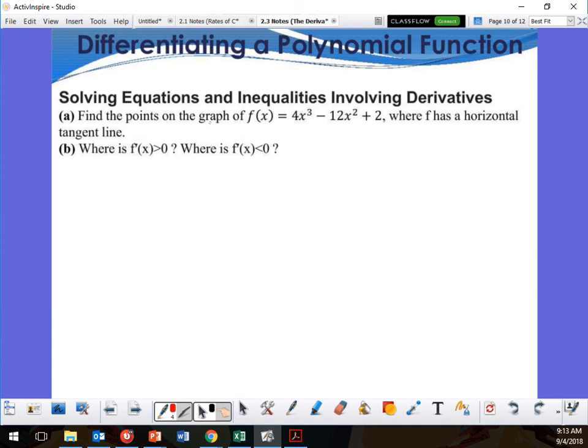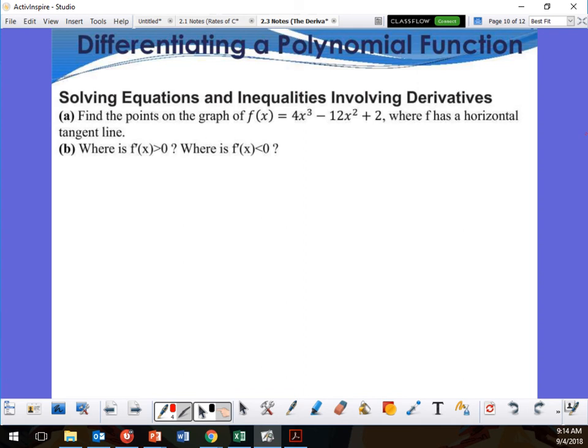All right, solve equations and inequalities involving derivatives. Find the points on the graph where this has a horizontal tangent line. What does horizontal mean? It's flat, right? So what do you think the slope would be if it is flat? Zero. So I want to find where the derivative is equal to 0.